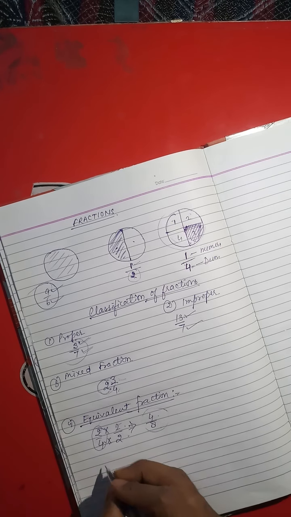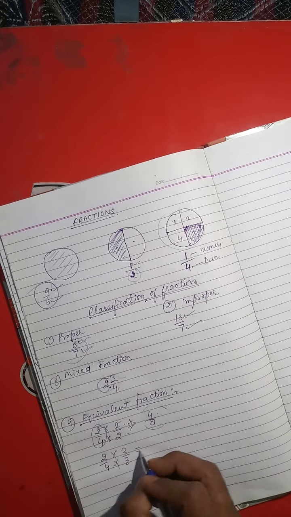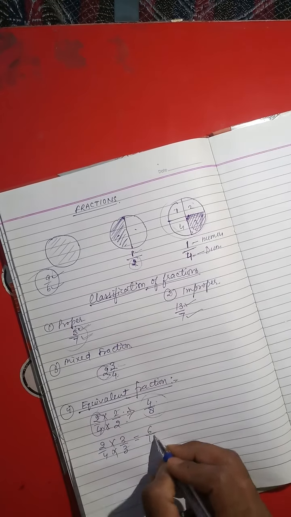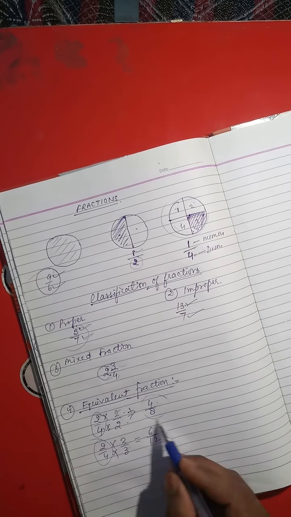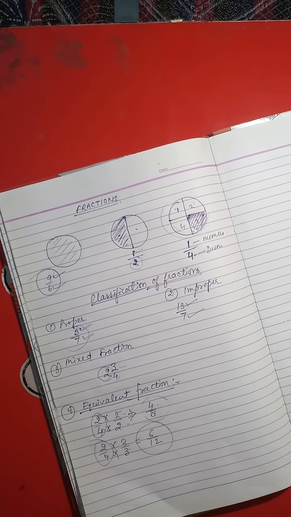Let me take some other example as well. For 2/4 we multiply by 3 both the numerator and denominator. We will get 2 3 ja 6 and 4 3 ja 12. Then 2/4 and 6/12 are also equivalent fractions because the values of both these fractions will be the same or equal.